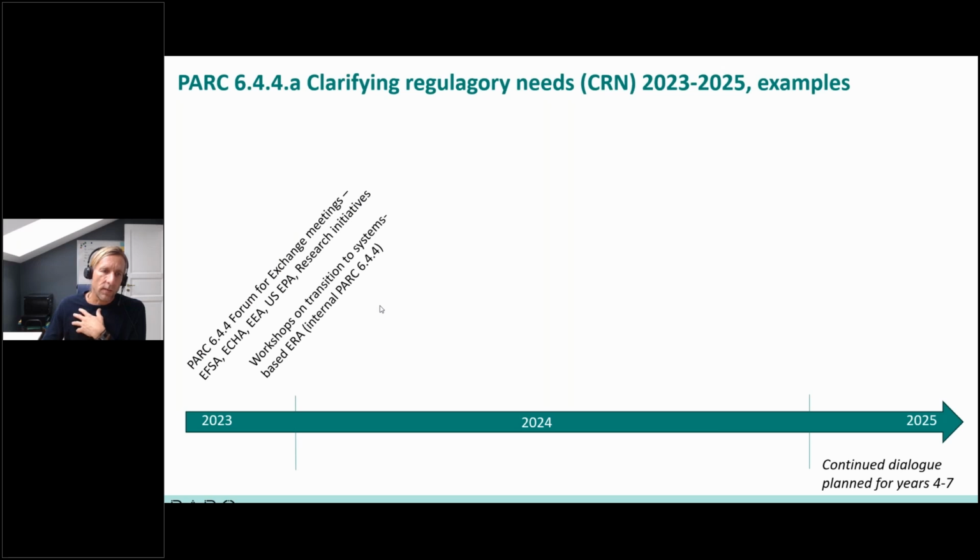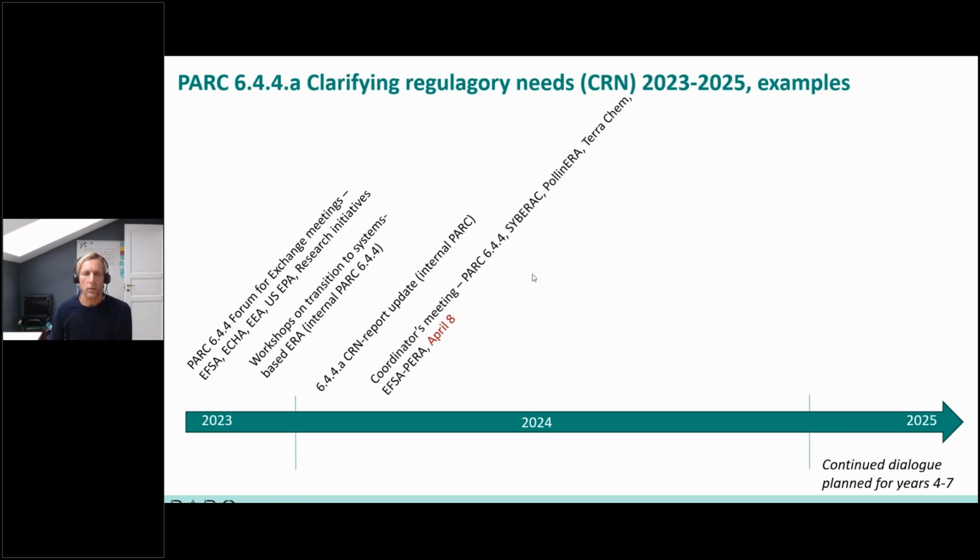We have had several workshops inside PARC 644 on transitions to a systems-based ERA. We did a first update of the CRN, here meaning the clarifying regulatory needs report. It's still an internal PARC project used for dialogue, for example, with Work Package 2 to ensure that we are on the right track.